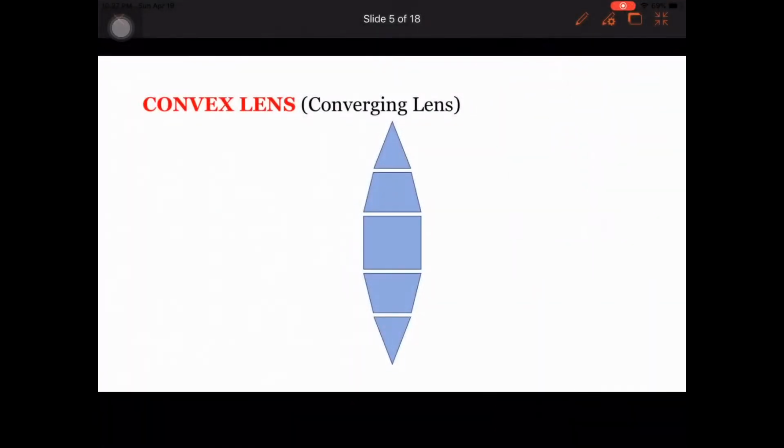So as you can see, if we cut a lens into smaller parts, then it will look like this. It would look like a stack of prisms on top of each other. The shapes are not the same, but they are still prisms. Now let's look at how light rays, monochromatic light rays, will behave as they go through this series of prisms that make up a lens.